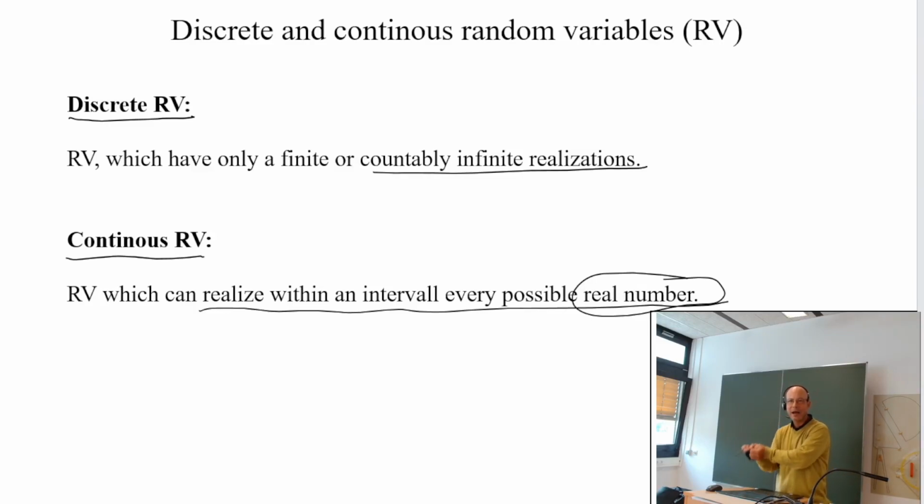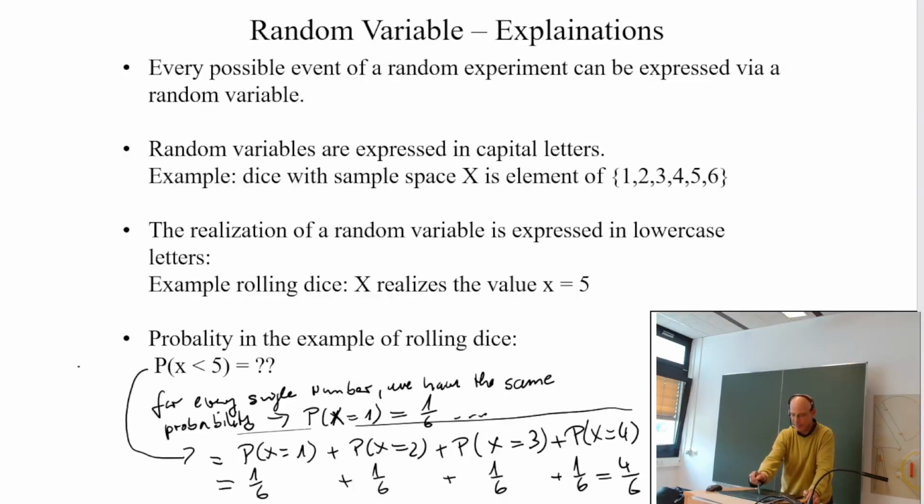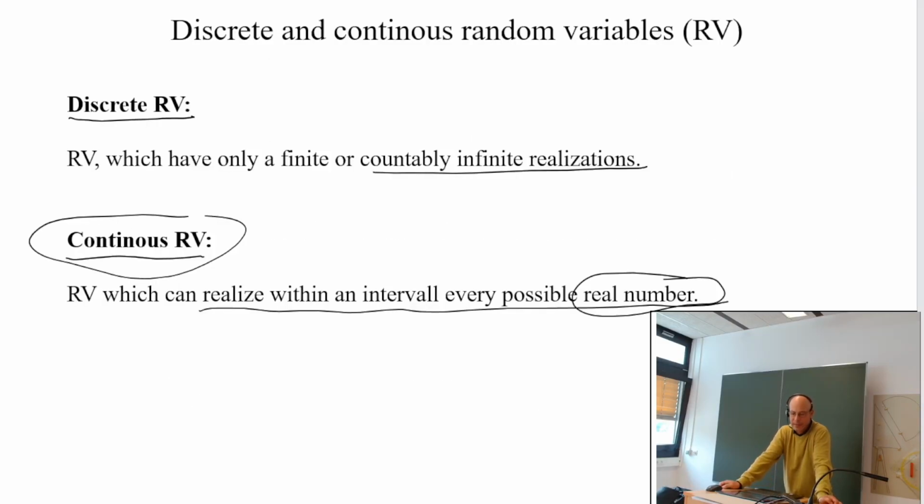But since we cannot count the real numbers, this, on the other hand, means that if we have a continuous random variable, the probability, so to speak, that we have a specific outcome is 0. Because if we then want to sum up all specific events, this is not possible because it's not countable. And this is the main difference between discrete and continuous variables.